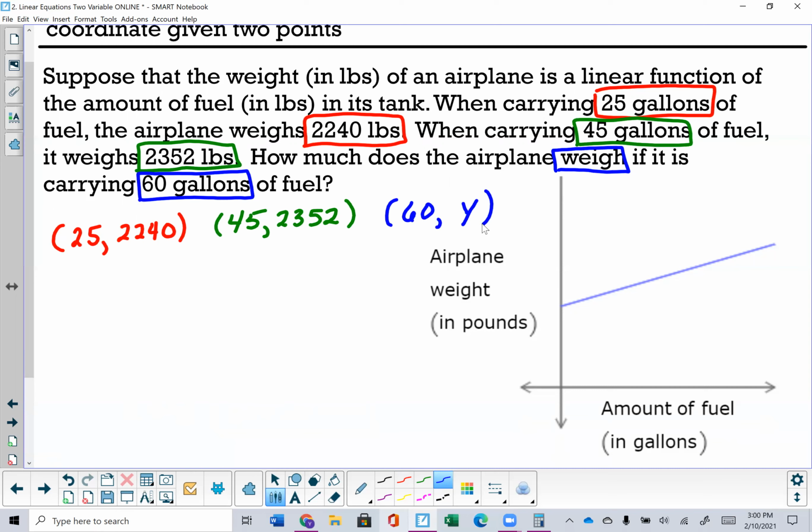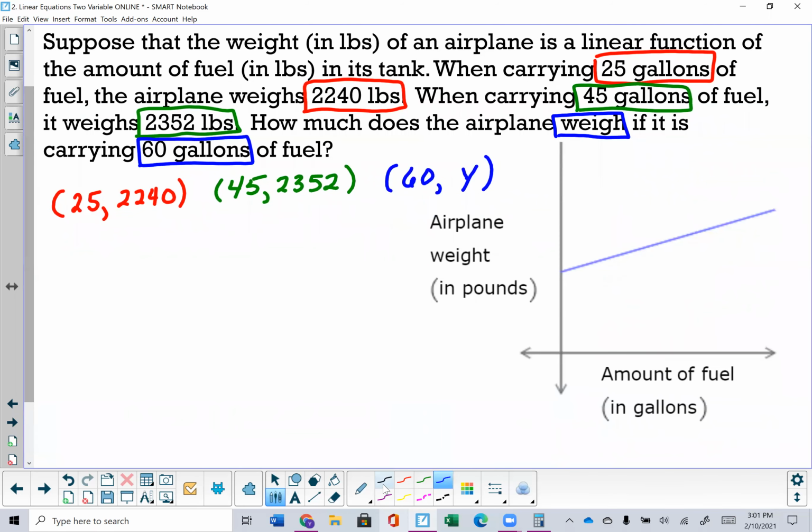Okay, the question is asking us to find the y. So I'm going to show you two strategies of solving this question. One is to use the equation of the line to solve for y. So we'll start there. If we want to solve for y using the equation of a line, the first thing we do is find the slope.